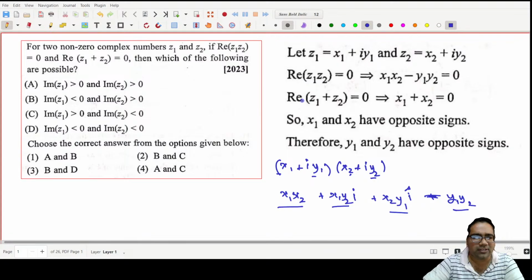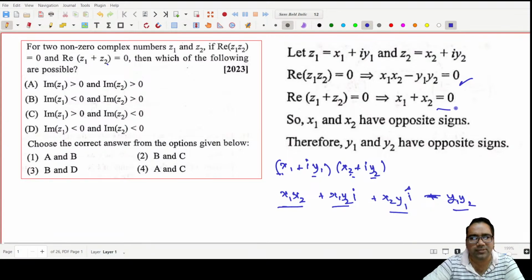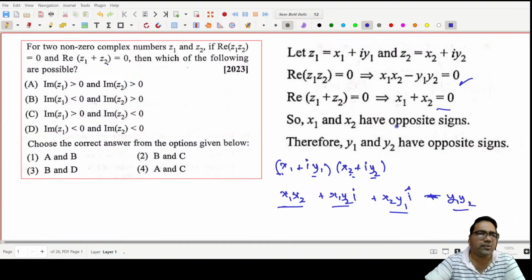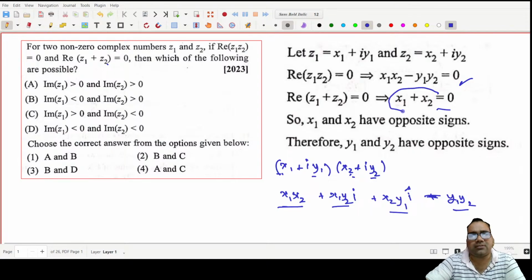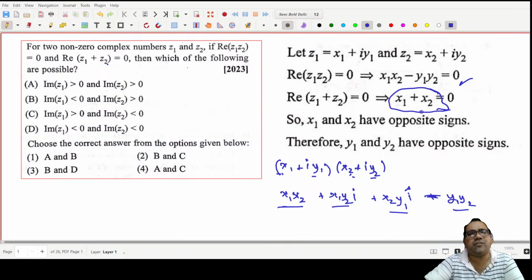Now, the real of Z1 Z2 equals 0. That means what? x1 x2 minus y1 y2 should be equal to 0, right? Similarly, real of Z1 plus Z2 equals 0. That means x1 plus x2 should be equal to 0, right? Now, if x1 plus x2 equals 0, what does that mean? Definitely these two should be of opposite sign. This is 2, this is minus 2, this is 4, this is minus 4, something like that, right?